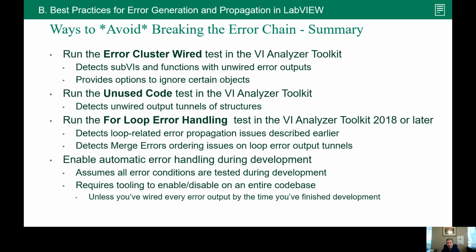Now, this is going to detect issues like that DAQmx code I showed before, where somebody wired to the border of the while loop, but forgot to wire that error cluster onto the future code. The unused code test will detect that. Then we've also got the for loop error handling test that pretty much detects all of the issues that I just showed in my demo, where you've got a for loop that could run 0 times or you're merging errors incorrectly. And that test is available in 2018 or later. So several tests available in the VI Analyzer toolkit to find some of these error generation and propagation issues. And finally, I'm just going to mention auto error handling. I do not use auto error handling.